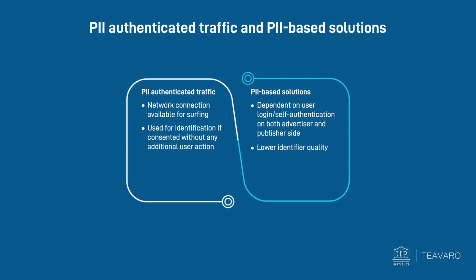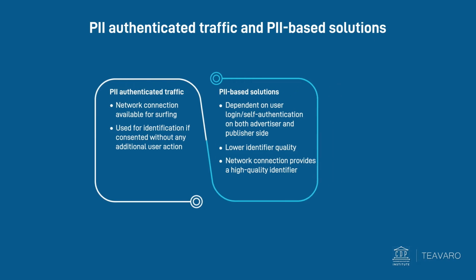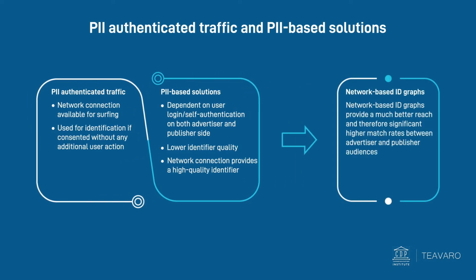In addition, they typically have a much lower identifier quality, as users have multiple emails and sometimes try to avoid the login barrier by using fake or junk emails. The network connection, on the contrary, provides a high-quality, stable and unique identifier. As a result, network-based ID graphs provide a much better reach and therefore significantly higher match rates between advertiser and publisher audiences.